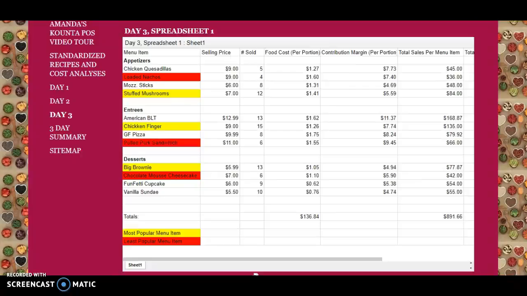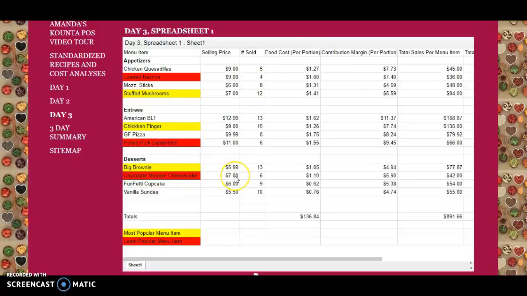So when we look at my appetizers, the least popular menu item was loaded nachos, only 4 being sold. And my most popular menu item was stuffed mushrooms with 12 being sold. When we look at the entrees, the chicken fingers were the most popular menu item, and the least popular menu item was my pulled pork sandwich. Down to the desserts, my most popular menu item was my big brownie, and the least popular menu item was a chocolate mousse cheesecake. So just to give you another example, I'm going to use the chocolate mousse cheesecake.